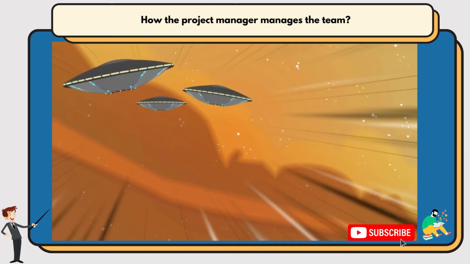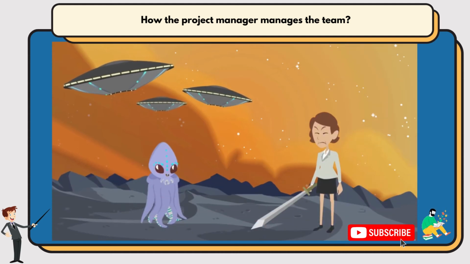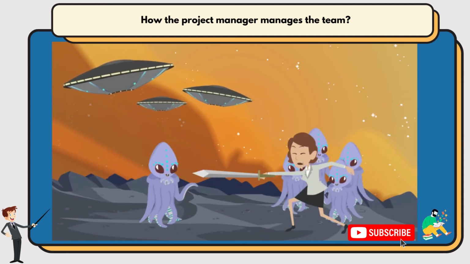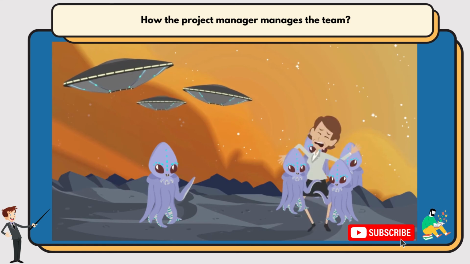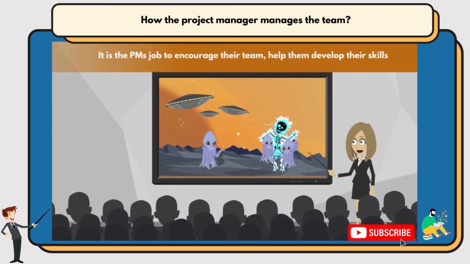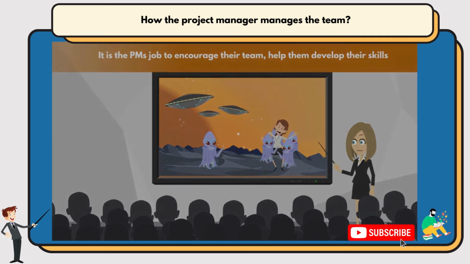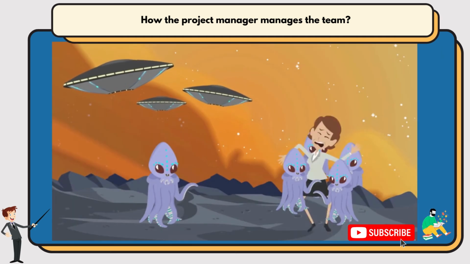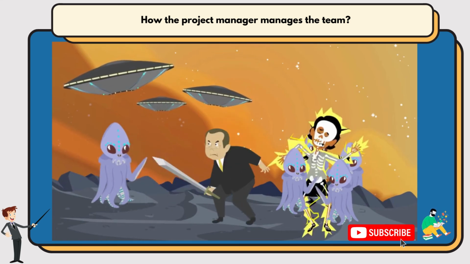After the execution, it is important to give constructive feedback. It is the project manager's job to encourage their team, help them develop their skills, and tell them what they did well and what they could improve. Not only is this the right thing to do, but members of this team could end up working with a project manager on another project.